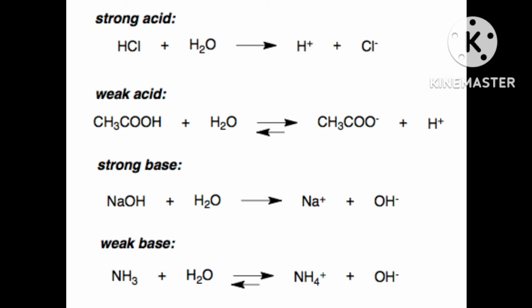Certain water soluble organic compounds like the indicators phenolphthalein and bromothymol blue behave as weak acids. Both are weak acids, and they exhibit different colors in their acid and conjugate base forms.